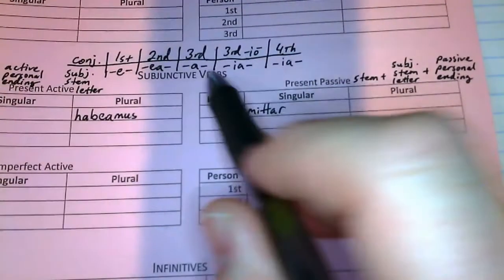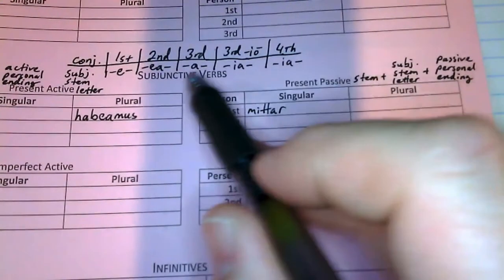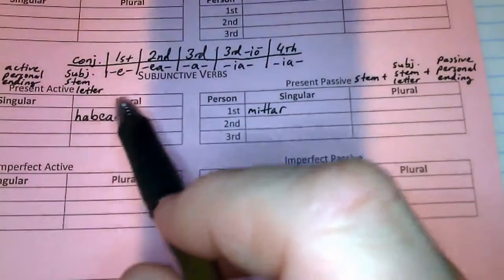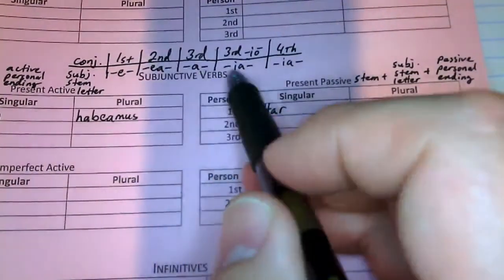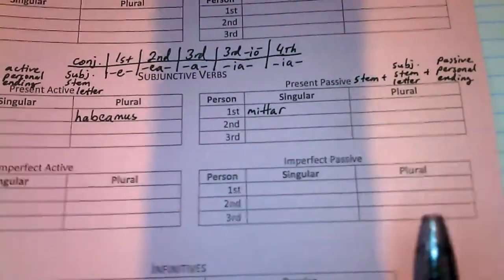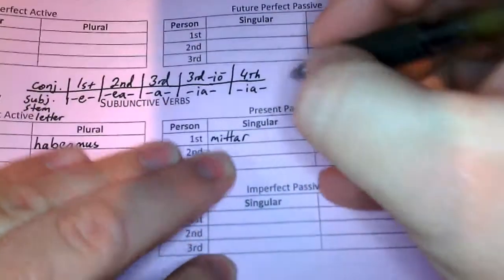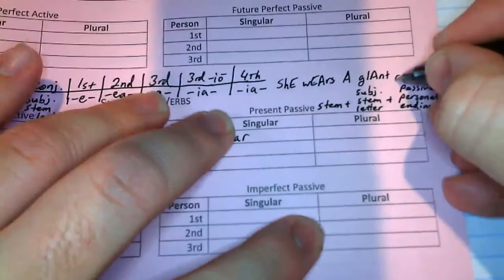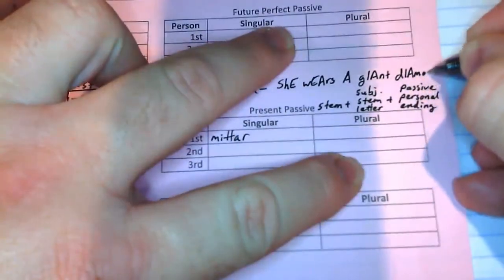That letter changes depending on the conjugation. So it's completely different from one form to the next to the next. It all depends on conjugation. How can you remember this pattern? E, EA, A, IA, IA. There's a couple of mnemonics for this, and I want you to jot this down on your pink paper.